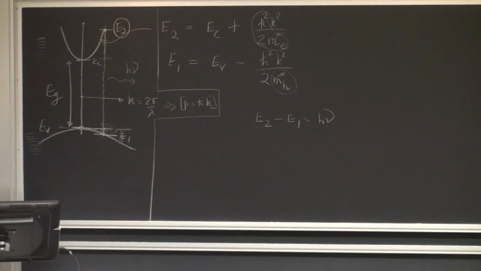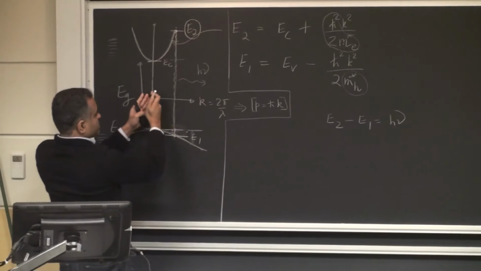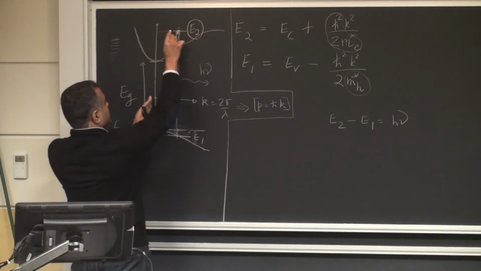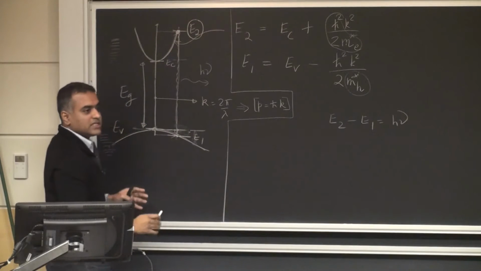And the third thing is the momentum conservation. And the momentum conservation is what restricts what we're going to call a vertical transition. In the k space for electrons, the transition will be for an electron with this much k and a valence band state of the same k. They'll be exactly the same.